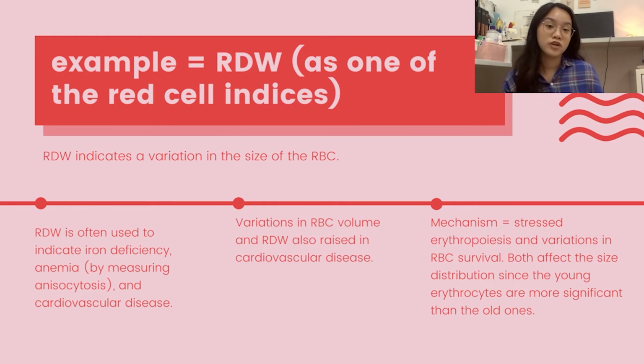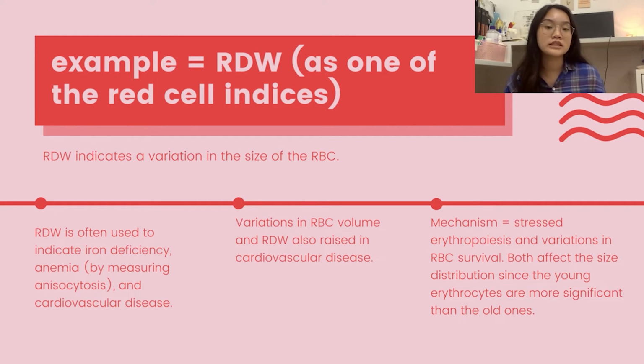RDW is one of the red blood cell indices often used to indicate iron deficiency, anemia, and cardiovascular disease. RDW is used to measure anisocytosis, which helps further evaluate anemia's classification based on its morphology.